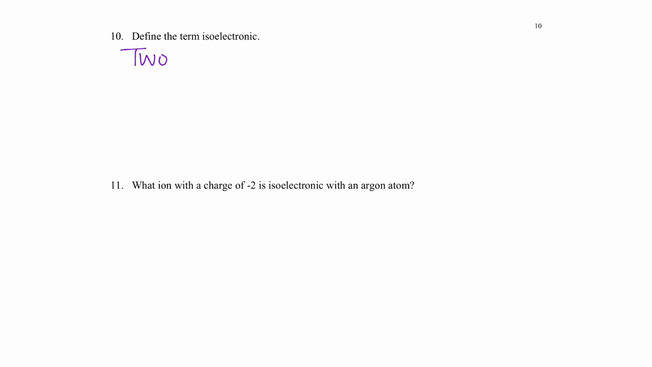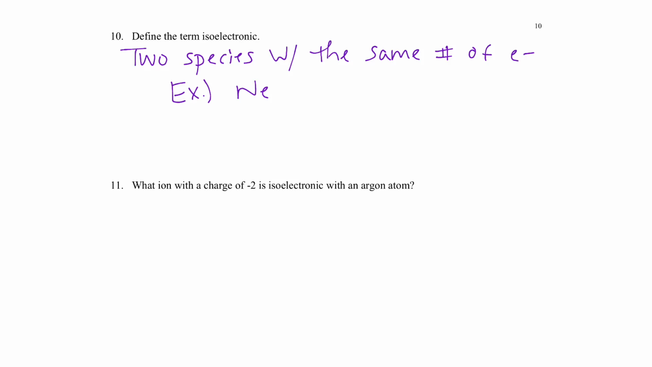But 2 things that are isoelectronic means you have 2 species, so 2 substances, basically, with the same number of electrons. Okay? So, as an example, neon and the fluoride ion, which would be F minus 1, both have 10 electrons. So we would say that they are isoelectronic.